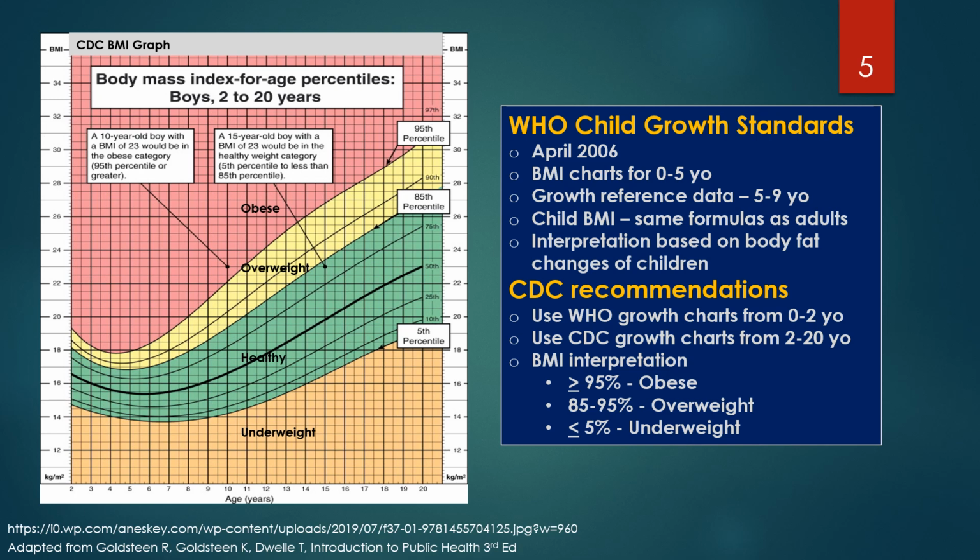For example, as illustrated on the CDC BMI chart for children and adolescents from 2 to 20 years of age, a 10-year-old boy with a BMI of 23 would be considered obese, since his measurement would be beyond the 95th percentile. But a 15-year-old boy with a BMI of 23 would be within the healthy range, falling between the 75th and 85th percentiles.